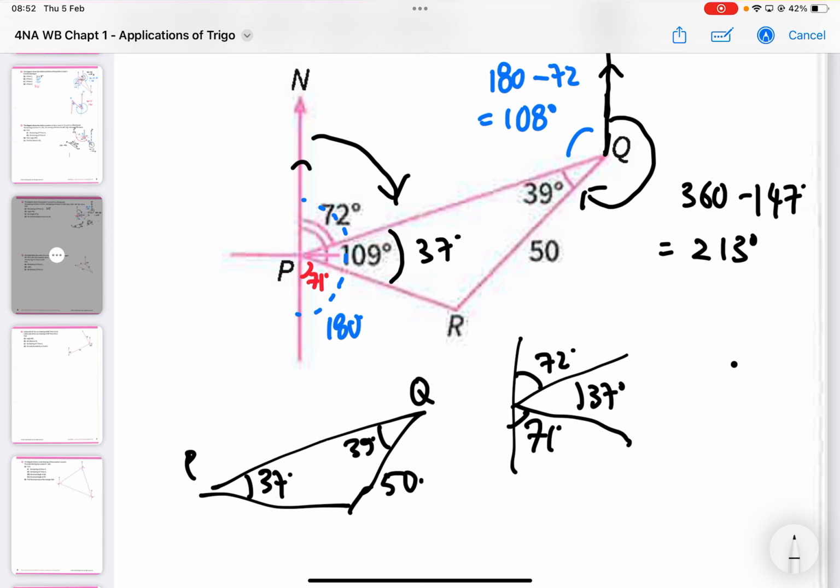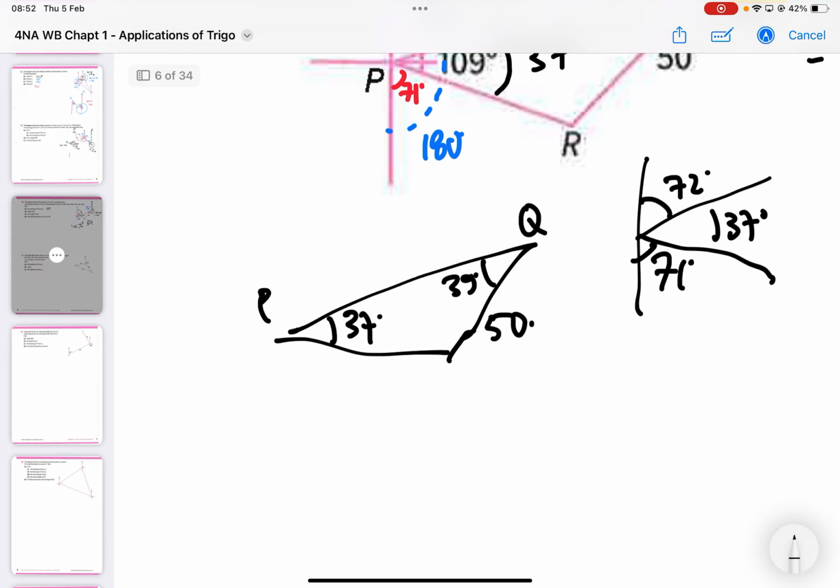Okay, then it's a triangle. We want to find a side. First, number one, if we have a right angle, then Pythagoras or SOH CAH TOA. But if we don't have a right angle, then I must be thinking sine rule. Is it possible to use sine rule?